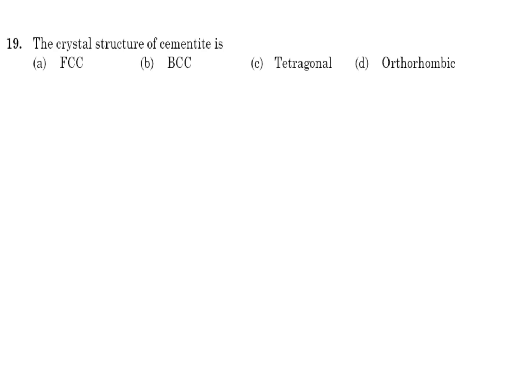The crystal structure of cementite, Fe3C, is orthorhombic, and austenite is FCC structure. This is very, very important. And alpha ferrite and delta ferrite both are BCC structure.